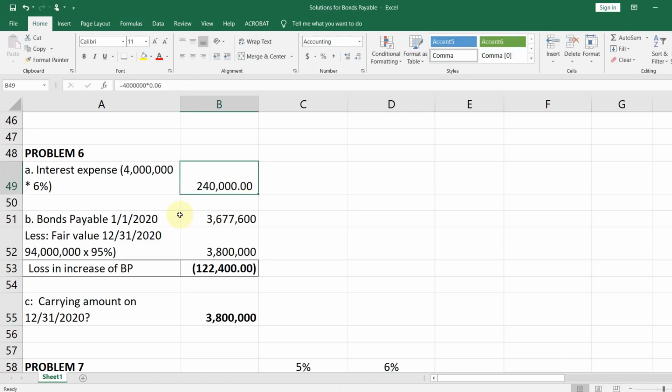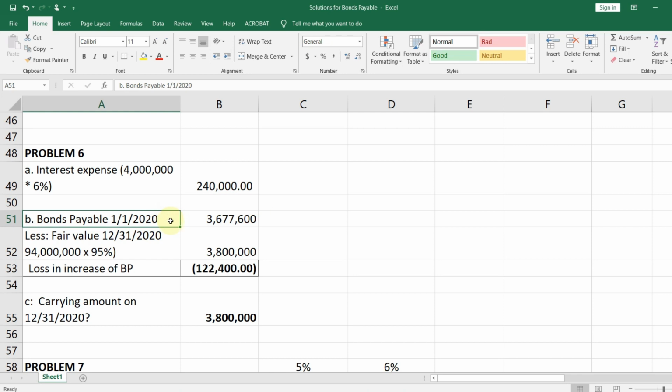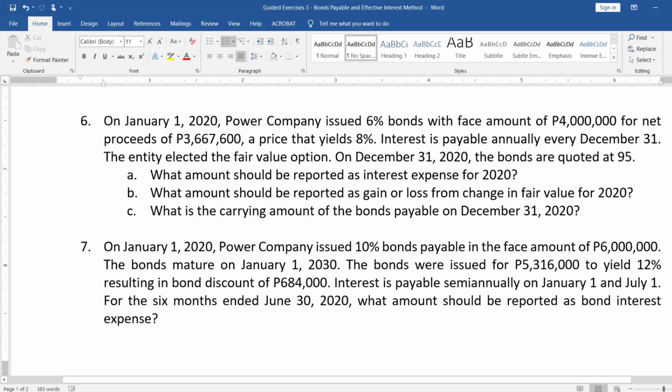Okay, next, ano ba tanong? What amount should be reported as gain or loss on change in fair value for 2020?